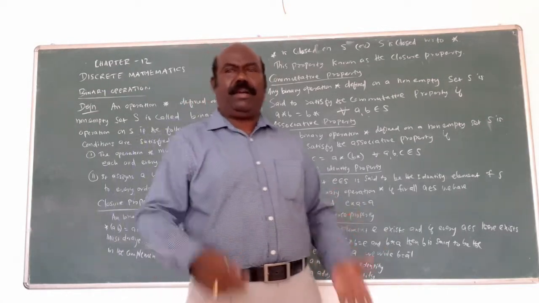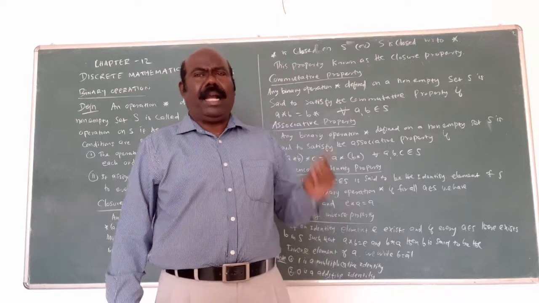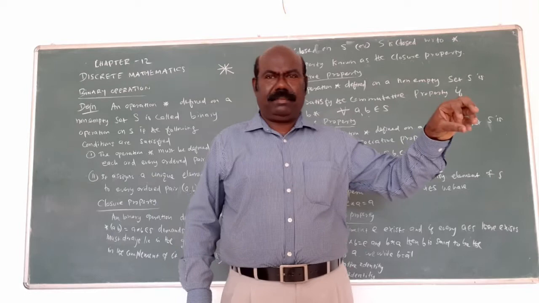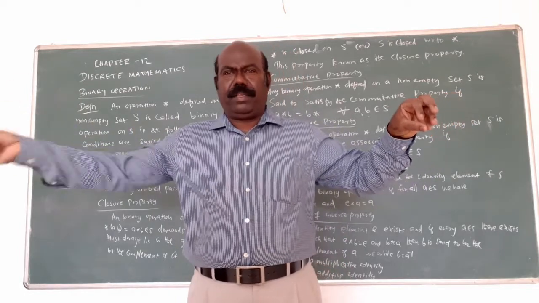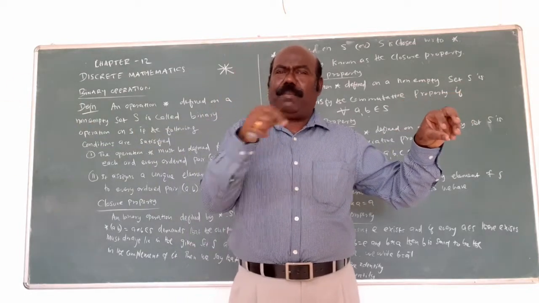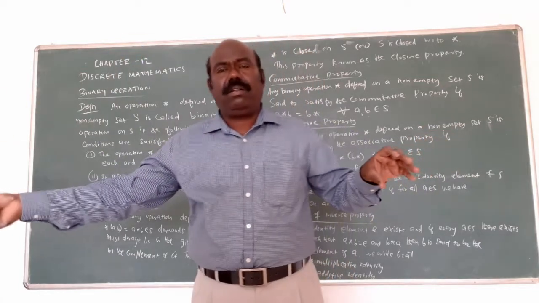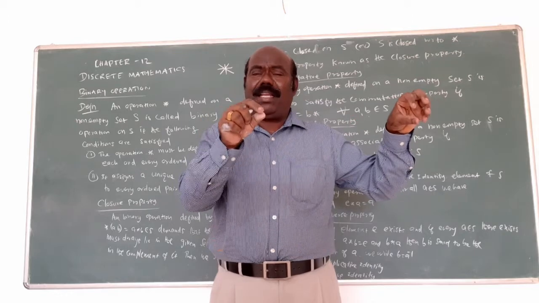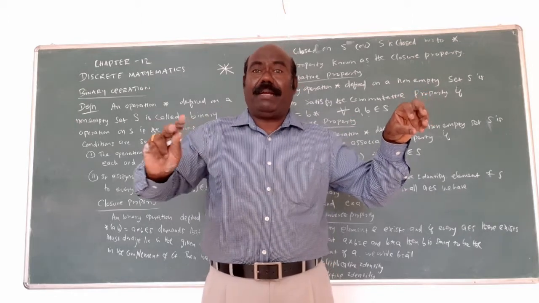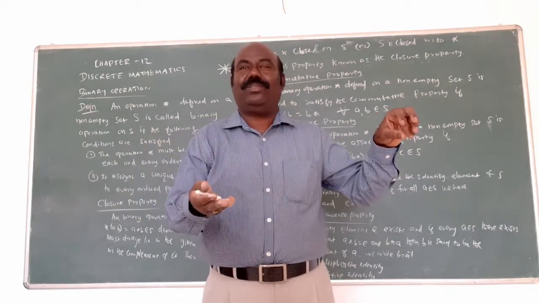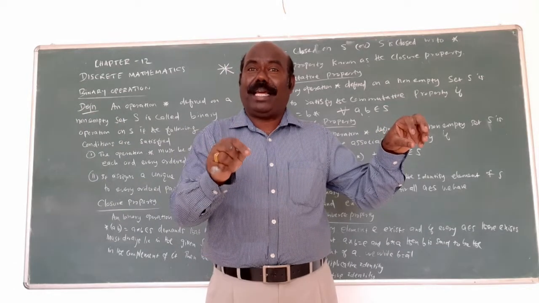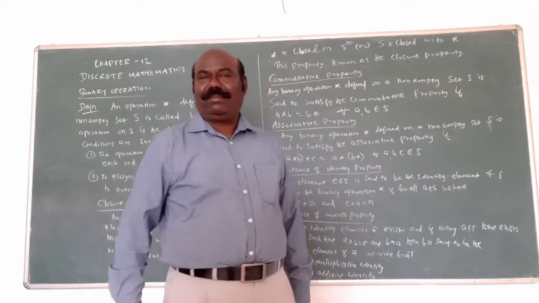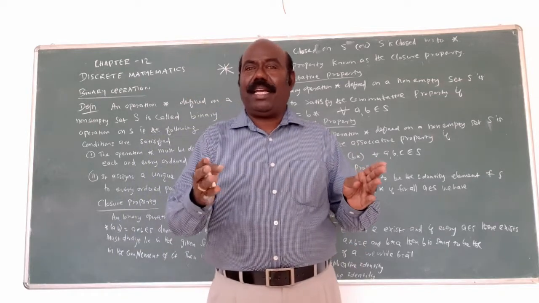For addition, for example, 0 is the identity element. For 2, which number do you want to add so that we get 0? 2 is already there, plus is already there. Which number will you add here to get 0? Minus 2. Am I right? So minus 2 is the inverse of 2. Minus 2 is the inverse of 2.